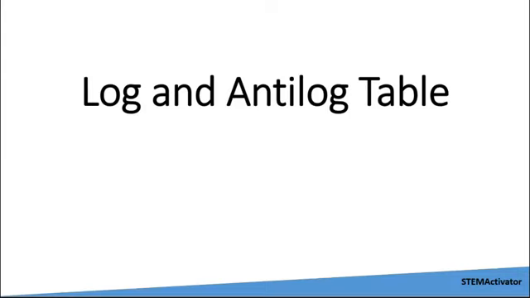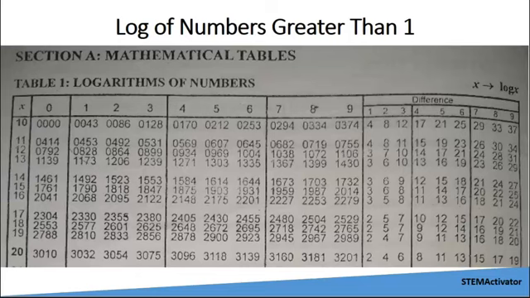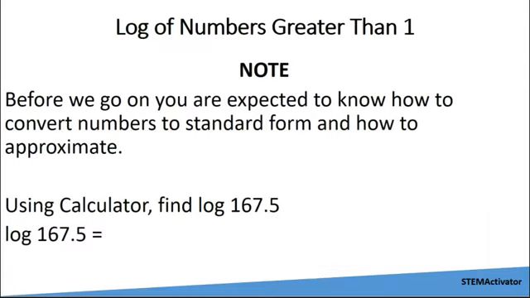Good day, everyone. We want to talk about logarithm and anti-logarithm table using four-figure table. So this is how your logarithm table should look like. Before we go on, we are expected to know how to convert numbers to standard form and how to approximate. Using a calculator, quickly find log 167.5. You're expected to have 2.2240. That is using calculator. Our task is using table. We want to use our logarithm table to quickly do the same thing.